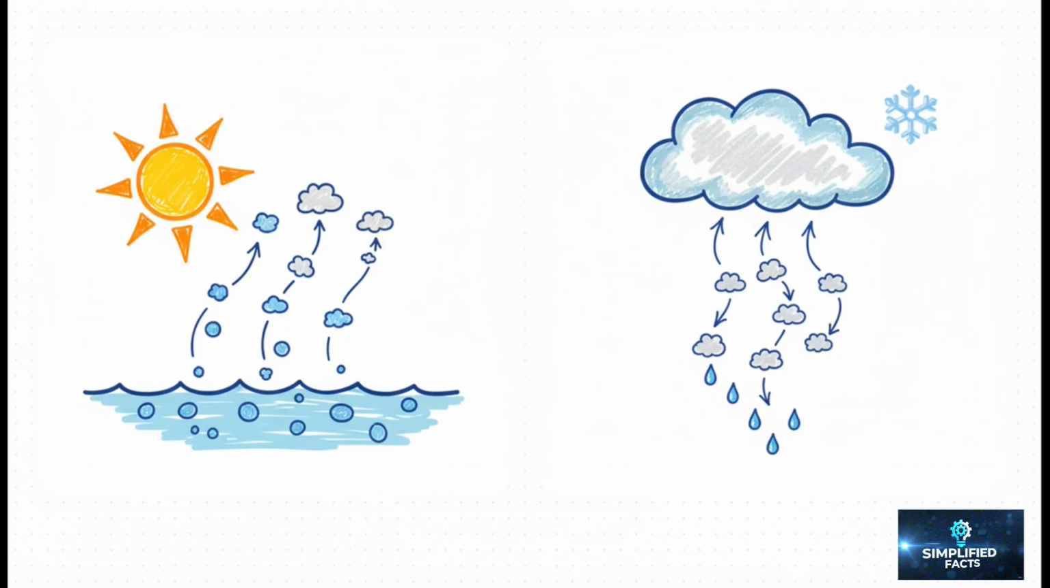Evaporation, fueled by heat, turns liquid water from oceans and lakes into a gas that rises up. Condensation is the total opposite. It's caused by cooling, which forces that water vapor to turn back into liquid water. This back and forth is the engine that drives our weather.